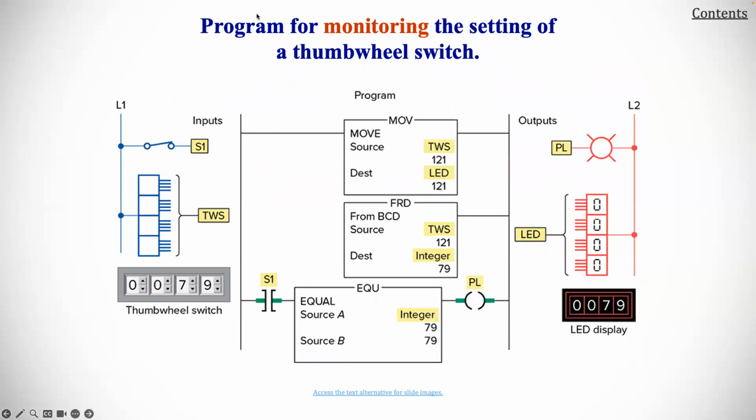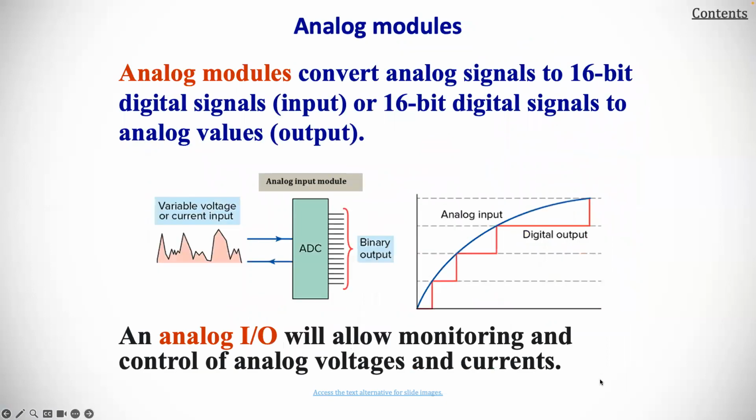For monitoring the setting of a thumb wheel switch, this is what the circuitry would look like, and you have the output there that you can use to make sure that things are working properly.